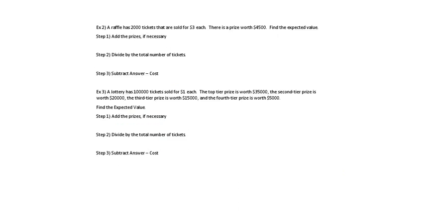Another raffle has 2,000 tickets sold for $3. There is a prize worth $4,500. Notice how I say add the prizes if necessary. Well, there's only one prize, so 4,500 is 4,500. Step 2 is to divide by the number of tickets. So we're going to do 4,500 divided by 2,000, and that is equal to $2.25.